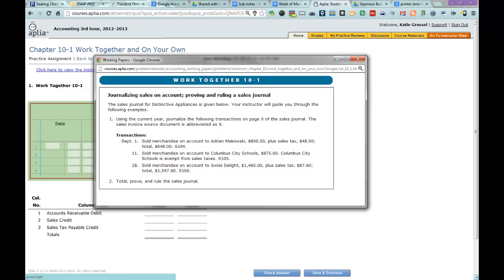Anything that has a source document of an S is going to go in your sales journal. If it has a source document of a P, it goes in purchases journal, if it has a C, cash payments, M, general. So your source documents will clue you into what journal it goes into.